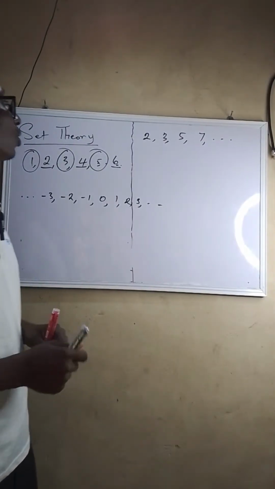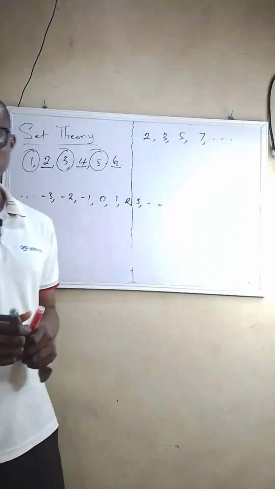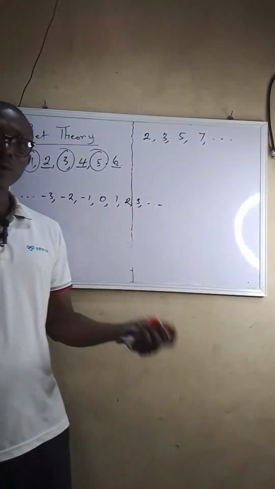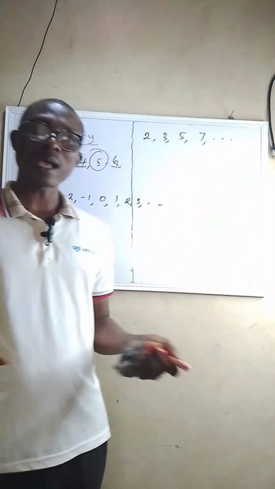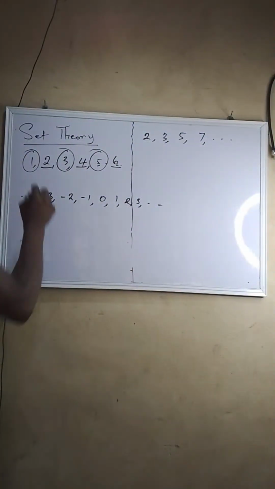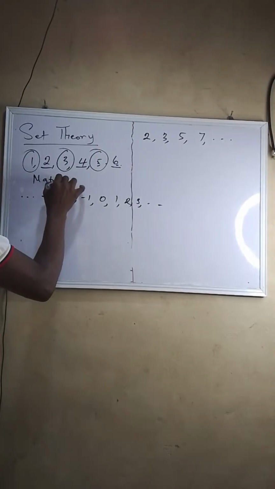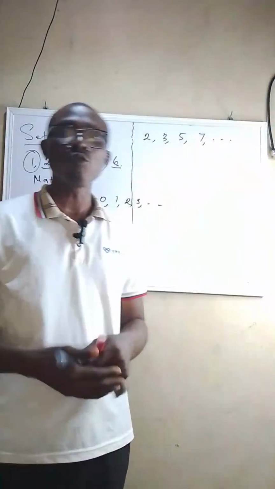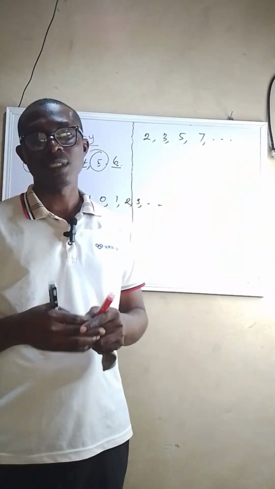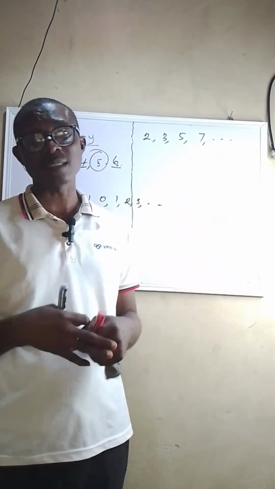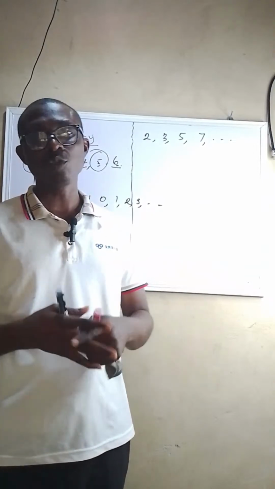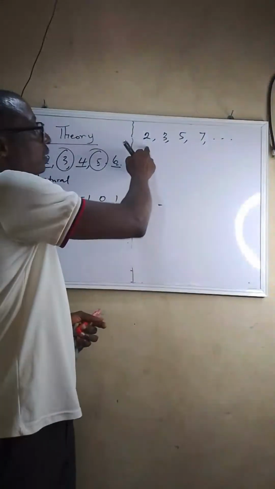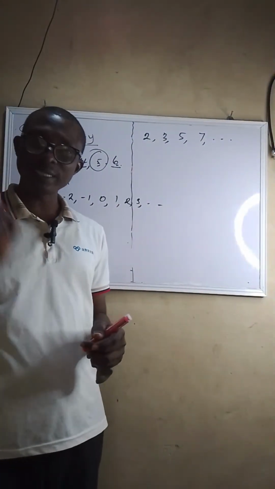Alright, now that takes us to another set of numbers, which we call composite numbers. So what do we call composite numbers? Composite numbers are also natural numbers. They are natural numbers that have more than 2 divisors. They have more than what? 2 divisors. I say they have more than 2 factors. Unlike prime numbers that have only 2 distinct divisors.